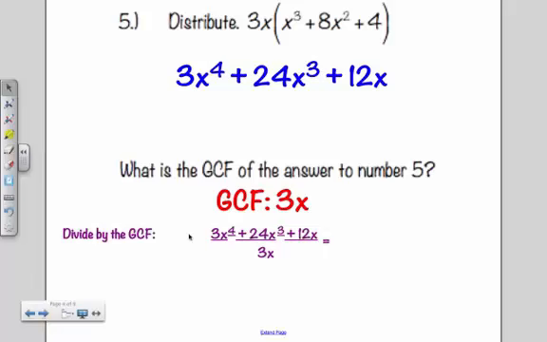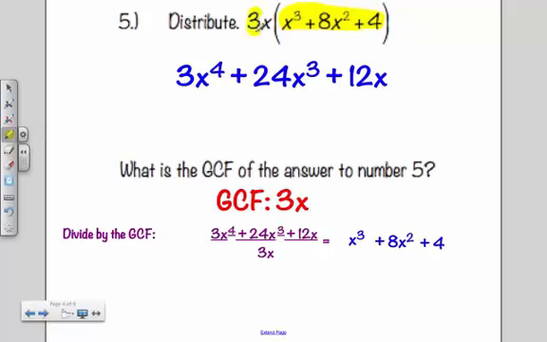So 3 divided by 3, right here you have this 3 divided by this 3, you get 1, and then x to the fourth divided by x, you get x to the third. And then 24 divided by 3 is 8, x to the third divided by x is 8x squared. And then 12 divided by 3 is 4, x divided by x is 1, 4 multiplied by 1 is 4. So you get x to the third plus 8x squared plus 4, which should look familiar to you because we have that right here inside of our parentheses.